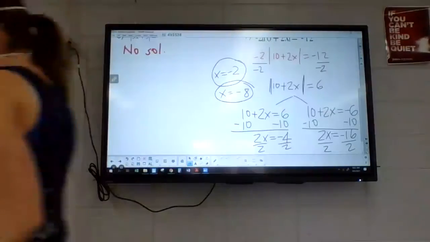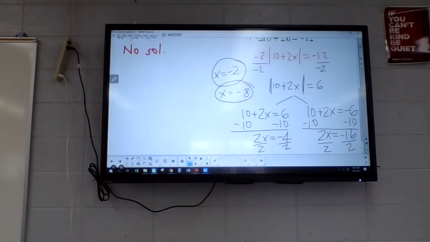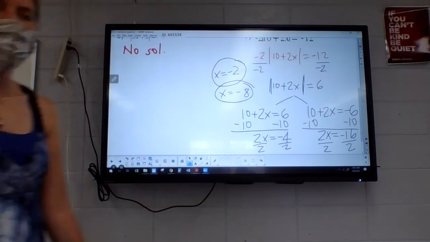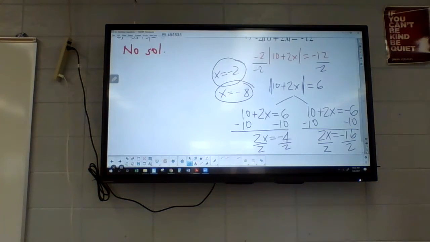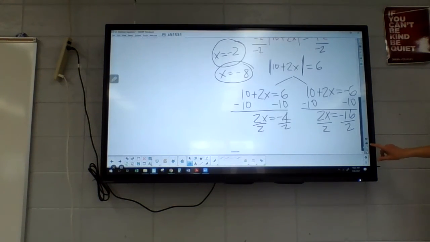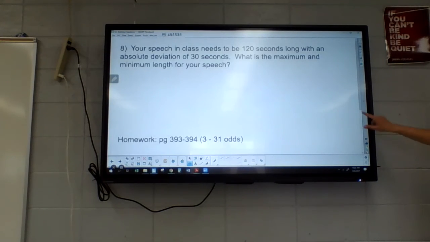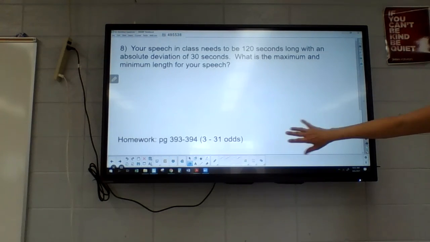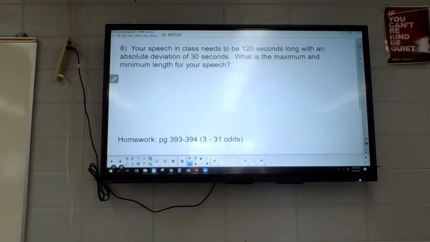So for homework, I think I'm going to alter it a little bit. I don't know what I have listed in Schoology, but I think we're just going to go to 31. So you can cross out 42 and 43 there. So the 42 and 43 you can get rid of. 3 to 31 odds. And then you do have them online once you get, yeah, but until then, you can use a book.